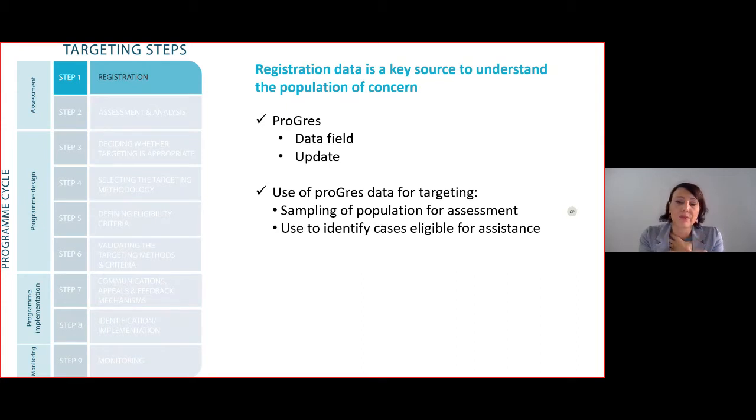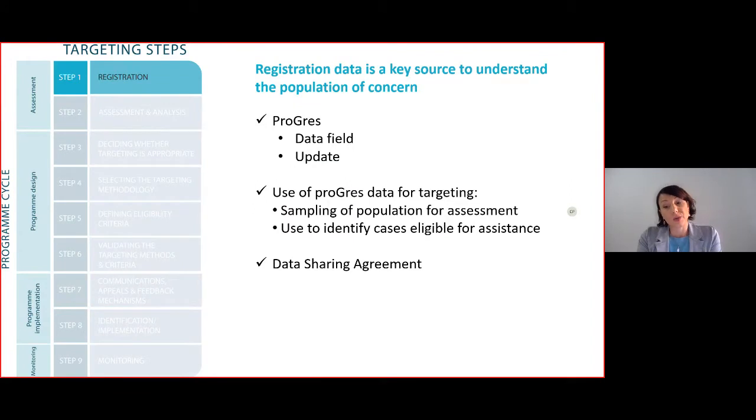But it's also very important to identify the cases that are eligible for assistance. For example, once the eligibility criteria are defined, these can be applied to the registration data sets and come out with the list of beneficiaries or targeted population.